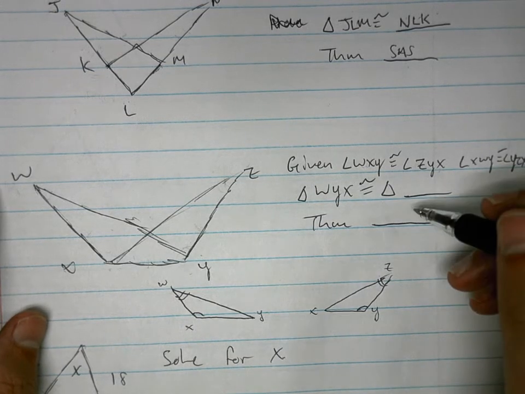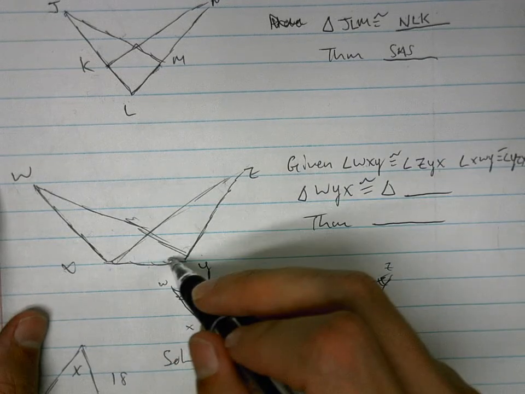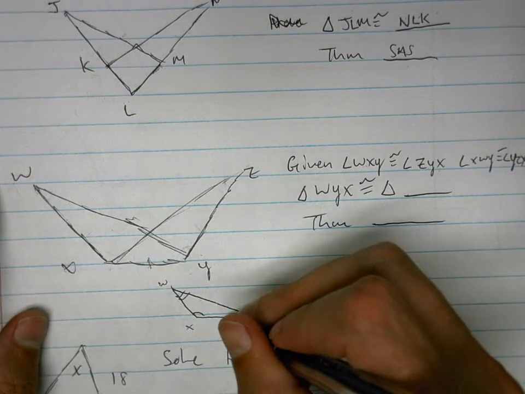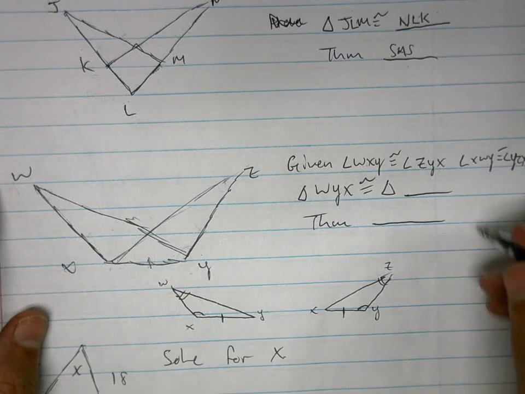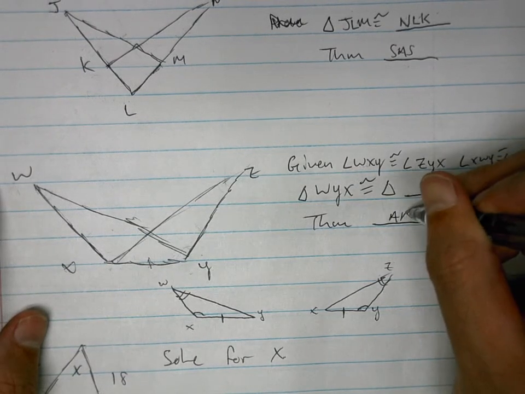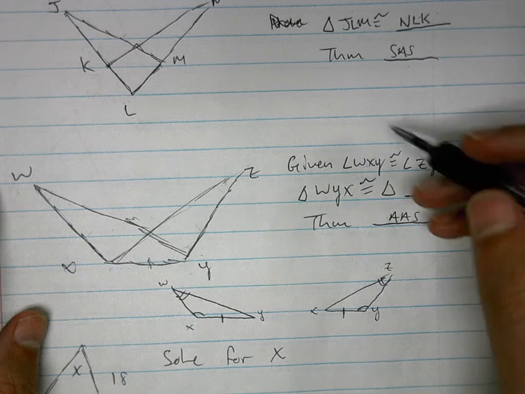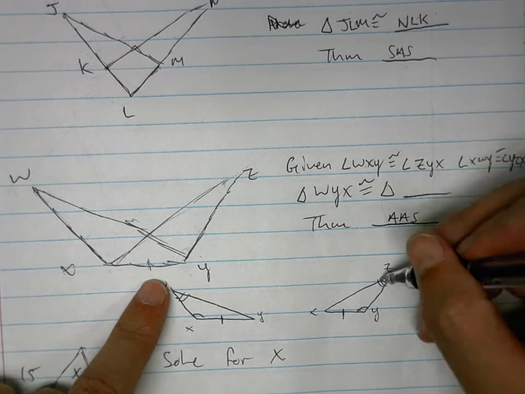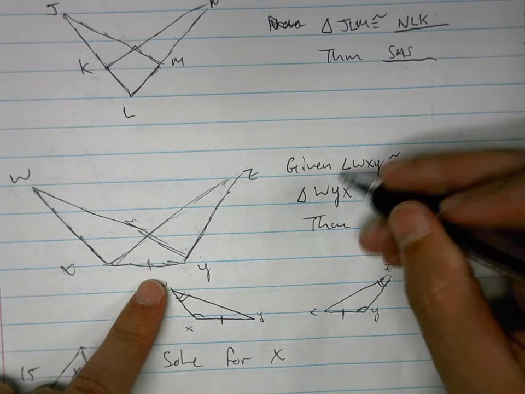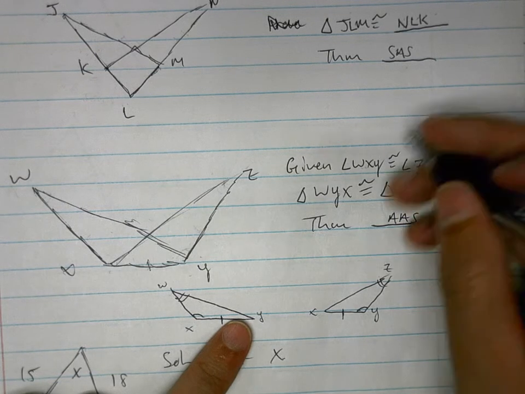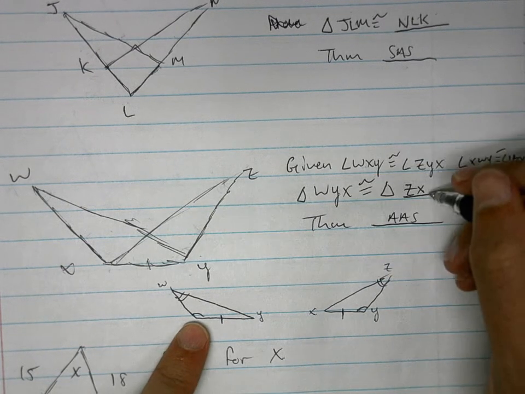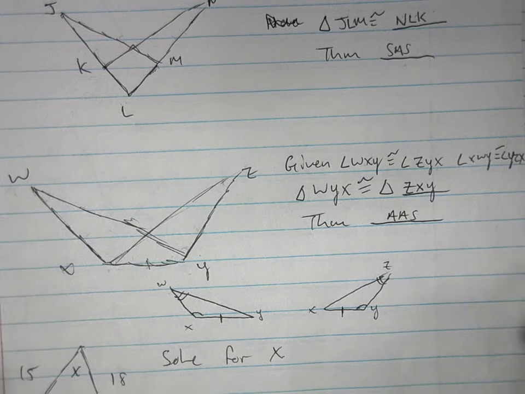And here's the thing. Since they overlap right here at XY, XY is a common side by the reflexive property. And therefore this is angle, angle, side. W has 2 marks, so that's congruent to angle Z. Y has no mark, that's congruent to X. And X has 1 mark, that's congruent to Y. That's how you'd get the name right.